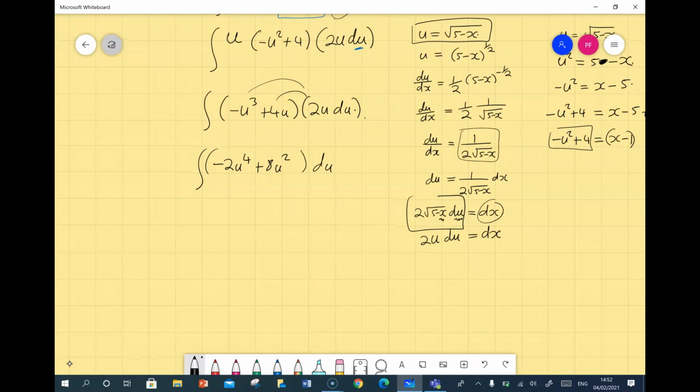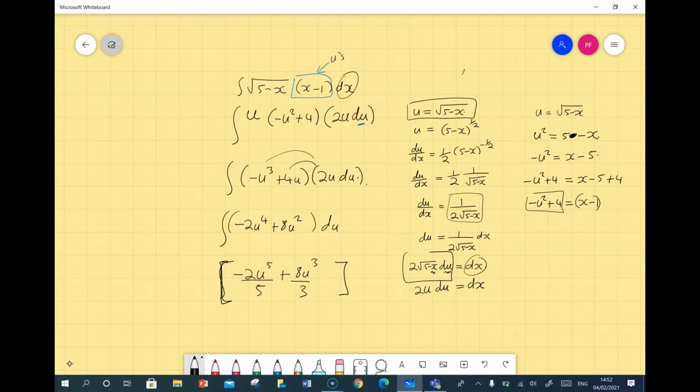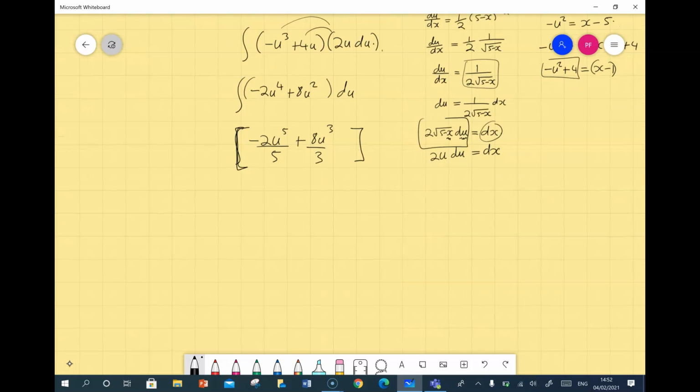Alright, so that's an easy integral from here on in. So all I have to do is increase the power by 1 and divide by the new power. Okay, I'm finished my integral there now, so that's that. And now last thing to bring in is what my u is. And my u is the square root of 5 minus x.